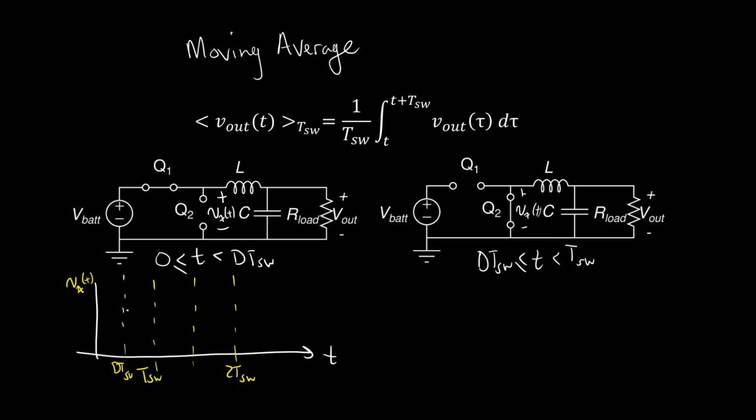When in the first switching state, the Vx node is equal to the input voltage, Vbat. In the second switching state, Q2 is on, so the Vx node is equal to 0. In this way, we generate a square wave. And we found when we applied the moving average to this square wave that it's equal to D times Vbat.